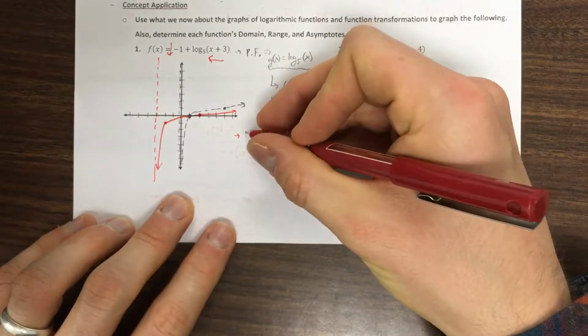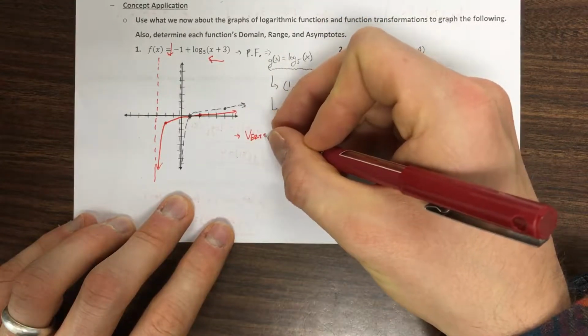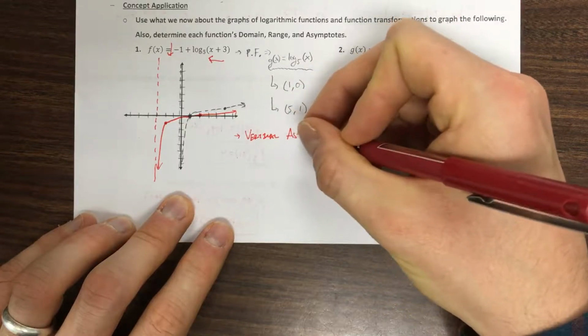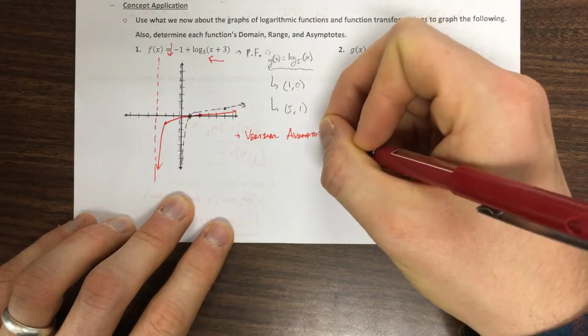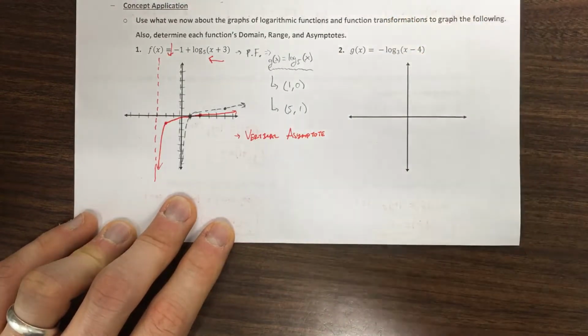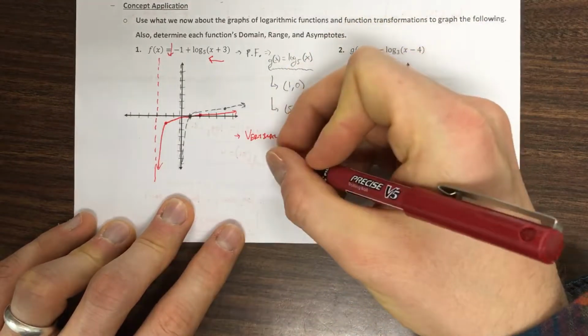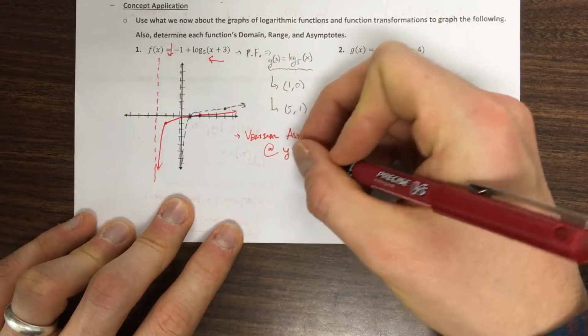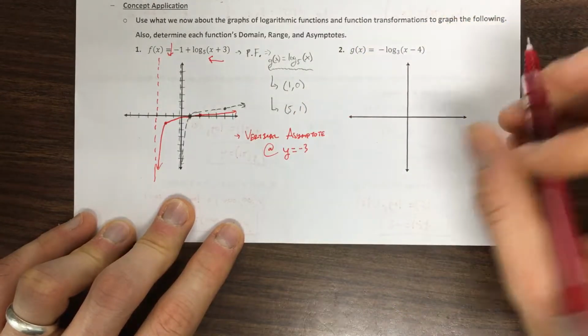And we just said it, right? We have a vertical asymptote. Again, if you need to pause at any moment, please do so. I want to move at a decent pace because of the timing of the video. Vertical asymptote at x equals negative 3.